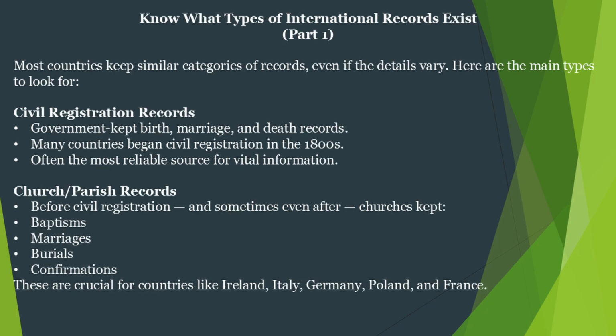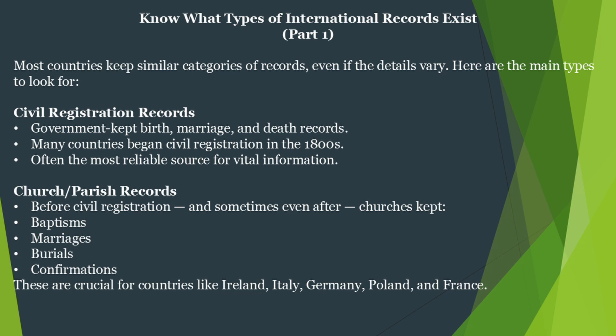Next, know what types of international records exist. Most countries keep similar categories of records even if the details vary. Here are the main types to look for. 1. Civil registration records. Government kept birth, marriage, and death records. Many countries began civil registration in the 1800s. They're often the most reliable source for vital information.